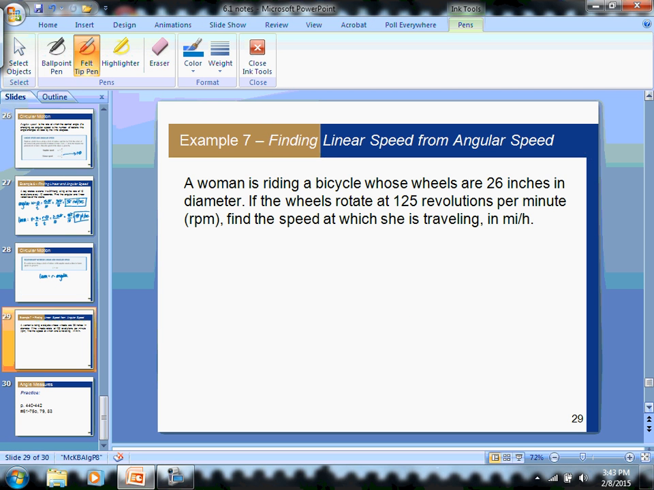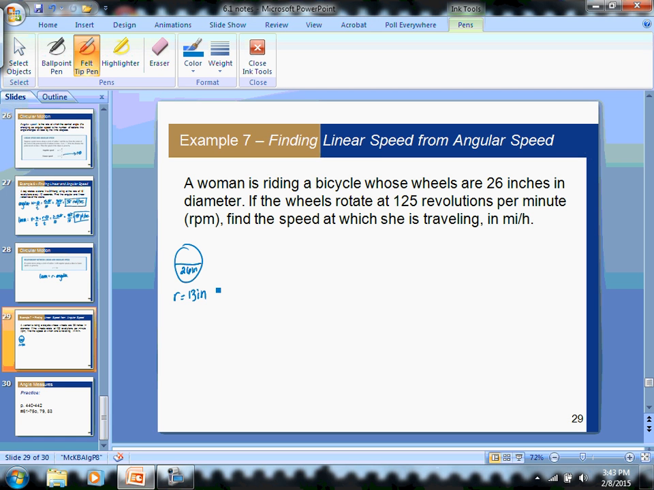Okay, so let's take a look at one more example here. Here we have a woman who's riding a bicycle, and the wheels on the bike are 26 inches in diameter. So I'm going to stop and I'm going to draw a little circle here. There's our bike wheel, and we have 26 inches in our diameter. So that means our radius is 13 inches. Okay, we might need that.